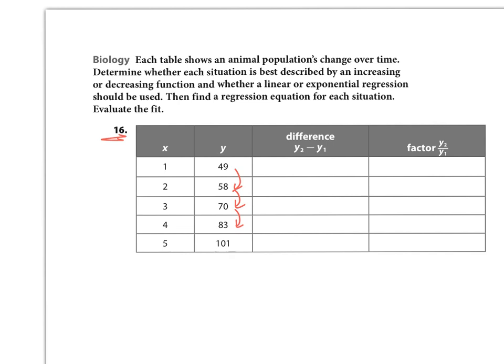In this case, this one went up 9, and then the next year it went up 12, then it went up 13, and then it went up 18. So this is definitely an increasing function. These should be empty because you're not comparing anything; there's no y2 to compare it to. For the next one, you're trying to see if it's more of an exponential function, and the way you do that is y2 divided by y1. If you do that, that's about 1.18.